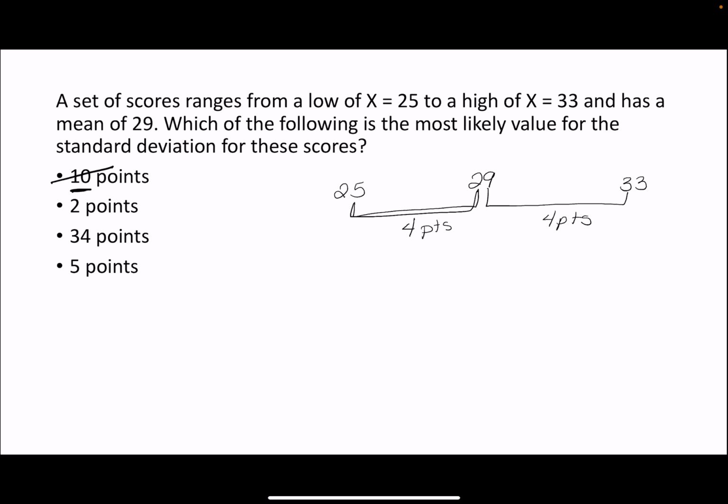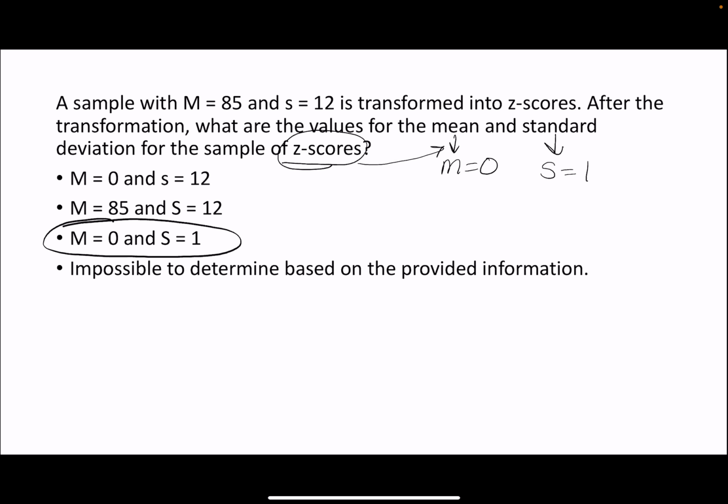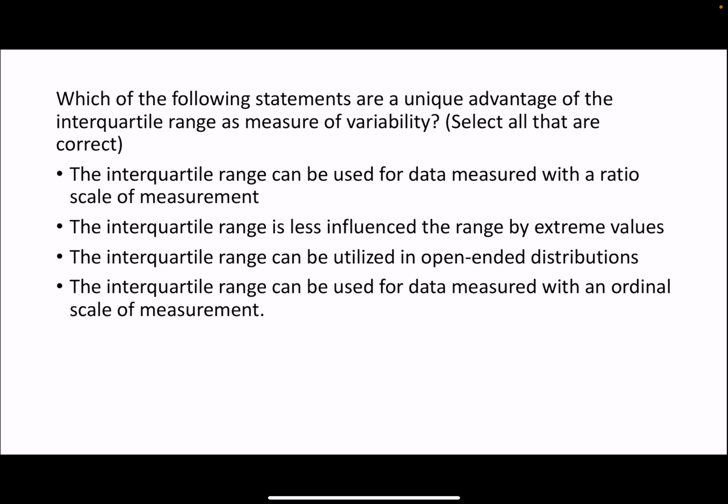2 could probably work. 34 is not going to work. Again, that's way too high. And 5, that's also bigger. So my only option here is 2, because all of the other values are larger than my difference between the mean and my lowest value. The same thing with my mean and the highest value. Since they're only 4 points, my standard deviation needs to be smaller than that number 4. Oops, I'm sorry.